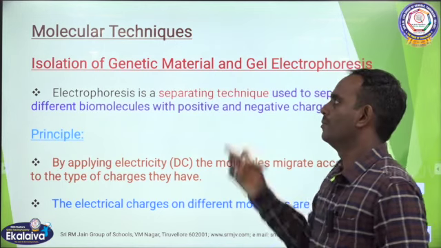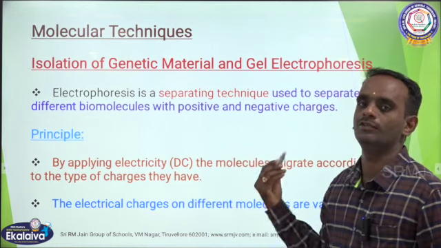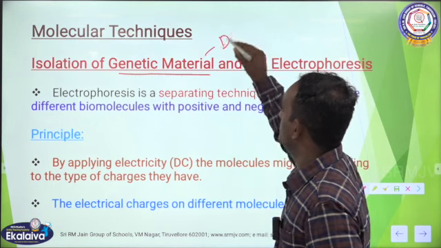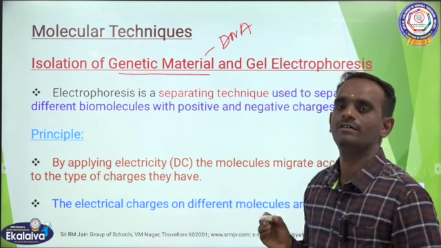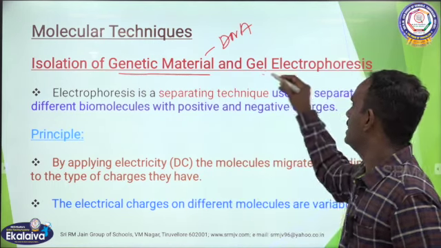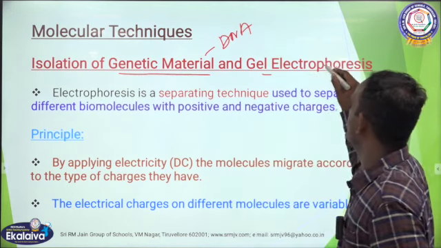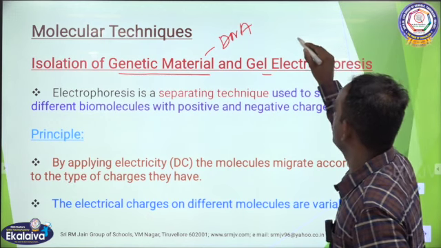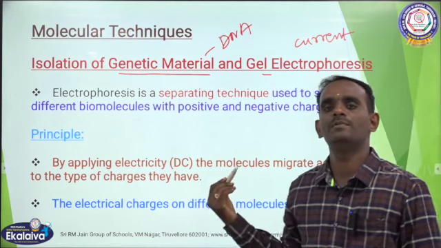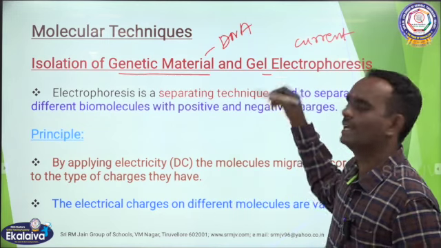The next one is a molecular technique, isolation of genetic material and gel electrophoresis. Children, what is genetic material? Genetic material is nothing but DNA, deoxyribonucleic acid, right? So, isolation of DNA and gel electrophoresis with the help of agarose gel. Electrophoresis means with the help of electric current, electricity. So, separation of DNA with the help of electricity, that is called gel electrophoresis.